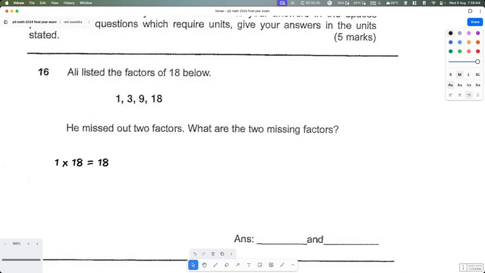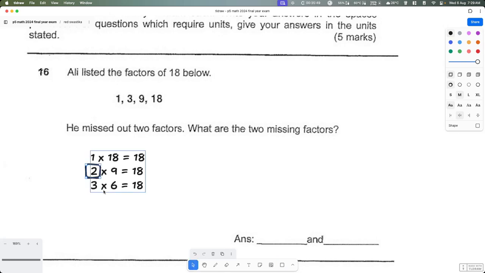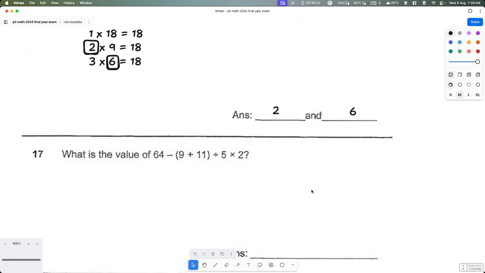Can we do 2? I think we can do 2. 2 times 9 is equal to 18. And then 3 times 6 is equal to 18 as well. So in this case, what are the missing factors? The missing factors are 2 and also 6. So the answer is over here, 2 and 6. Alrighty, let's move on to the next question.